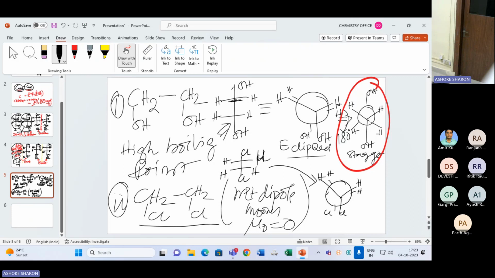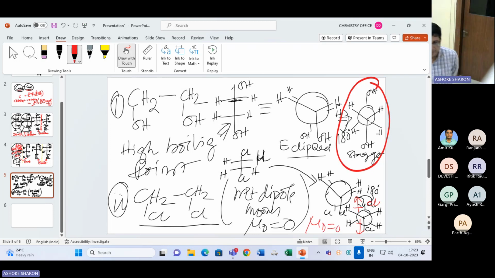Now, if you rotate this molecule 180 degrees, what will you get? You will get this compound. Chloride, chloride, hydrogen, hydrogen, hydrogen, and hydrogen. This is the most stable one. Chloride means that the dipole moment direction is that way, because it is electronegative. So the dipole moments of the two chlorides nullify each other. As a result, the overall dipole moment will be 0.